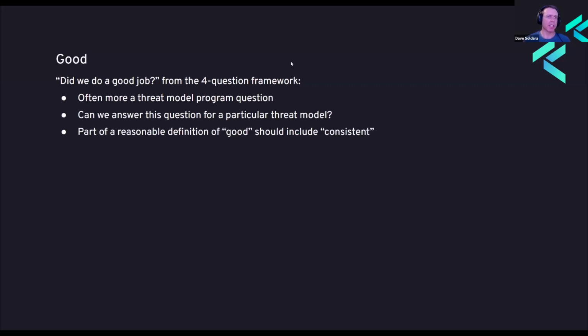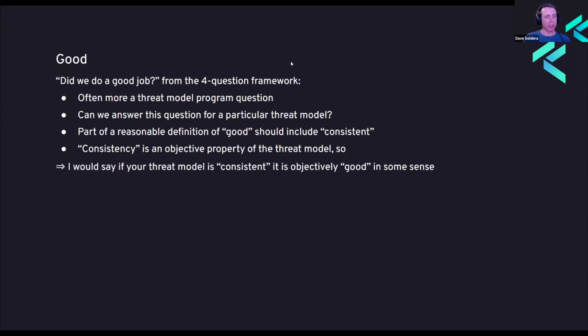Well, I'm going to say that I think part of a reasonable definition of good, in terms of did we do a good job, should include consistent. Certainly, you wouldn't want a threat model that's inconsistent, I think. Now, consistency is, I think, an objective property of the threat model. It's verifiable. Any two people should be able to go and check that a threat model is being consistent. It's not a subjective property. It's not just how you feel about it. So I would say if your threat model is consistent, it is objectively good in some sense.